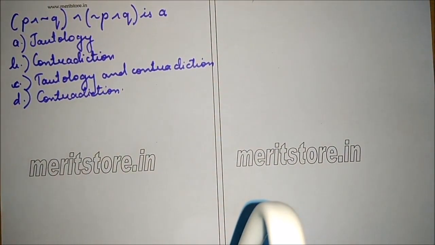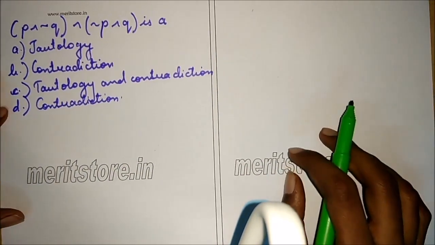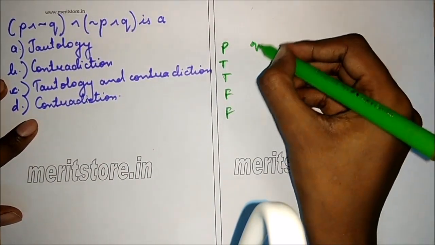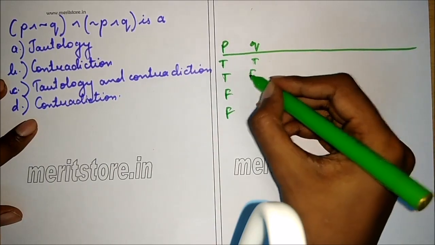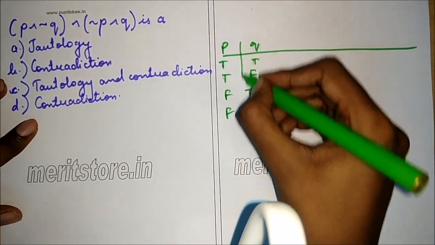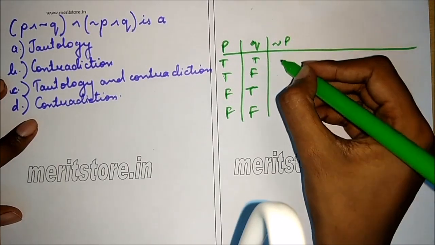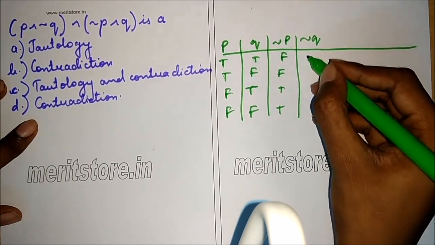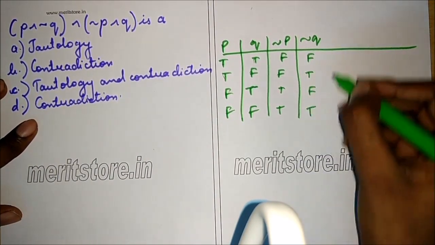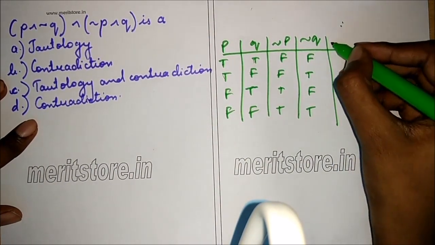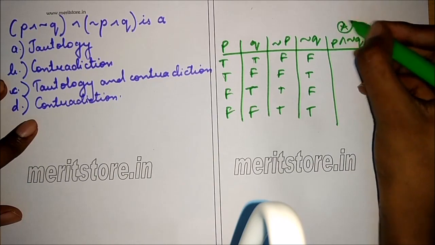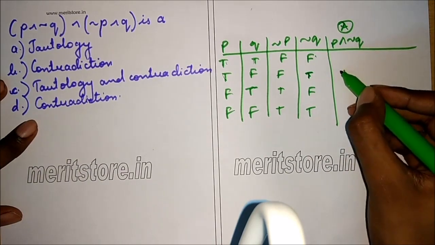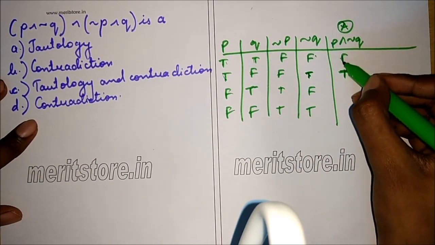P and negation Q, and negation Q and P. Let us draw the truth table. P: T, T, F, F. Q will be T, F, T, F. Negation P will be F, F, T, T, and negation Q will be F, T, F, T. So P and negation Q, let this be A. T, T is T, so here it is T, and the remaining are false.